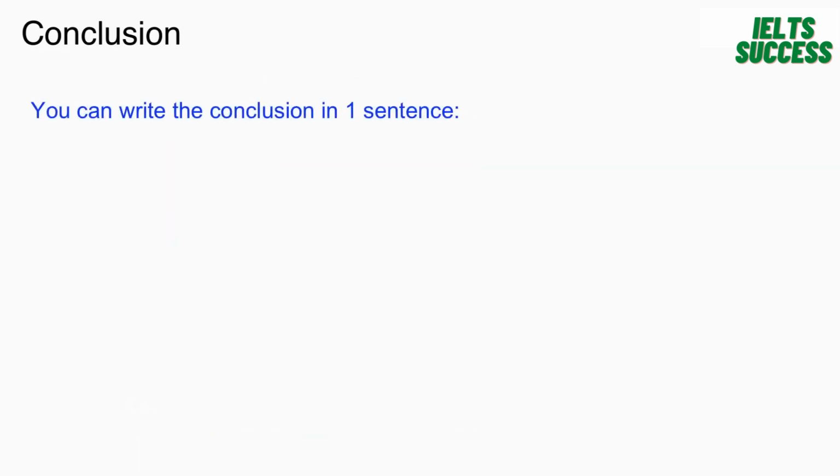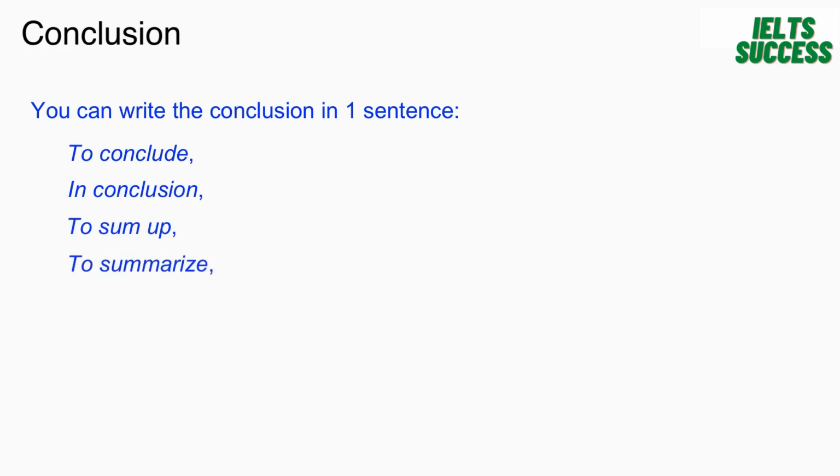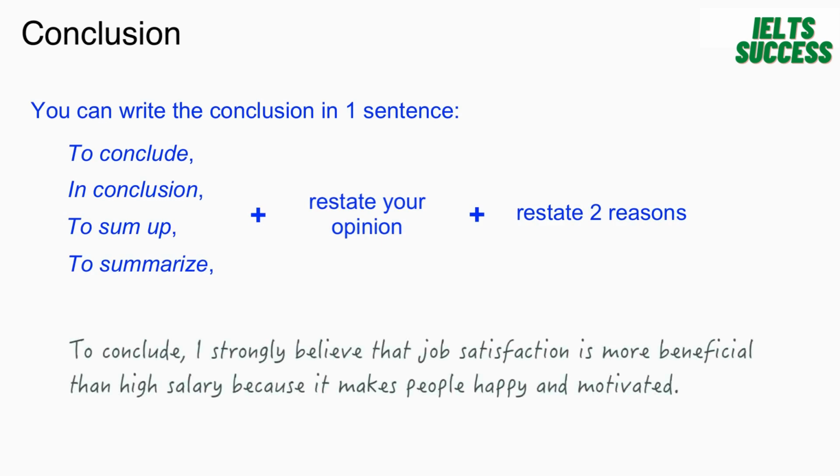You can write the conclusion in 1 sentence. To start your conclusion paragraph, use one of the following phrases. To conclude, in conclusion, to sum up, to summarize. After that, restate your opinion and 2 reasons that support it. Here's how I wrote the conclusion. To conclude, I strongly believe that job satisfaction is more beneficial than high salary because it makes people happy and motivated.